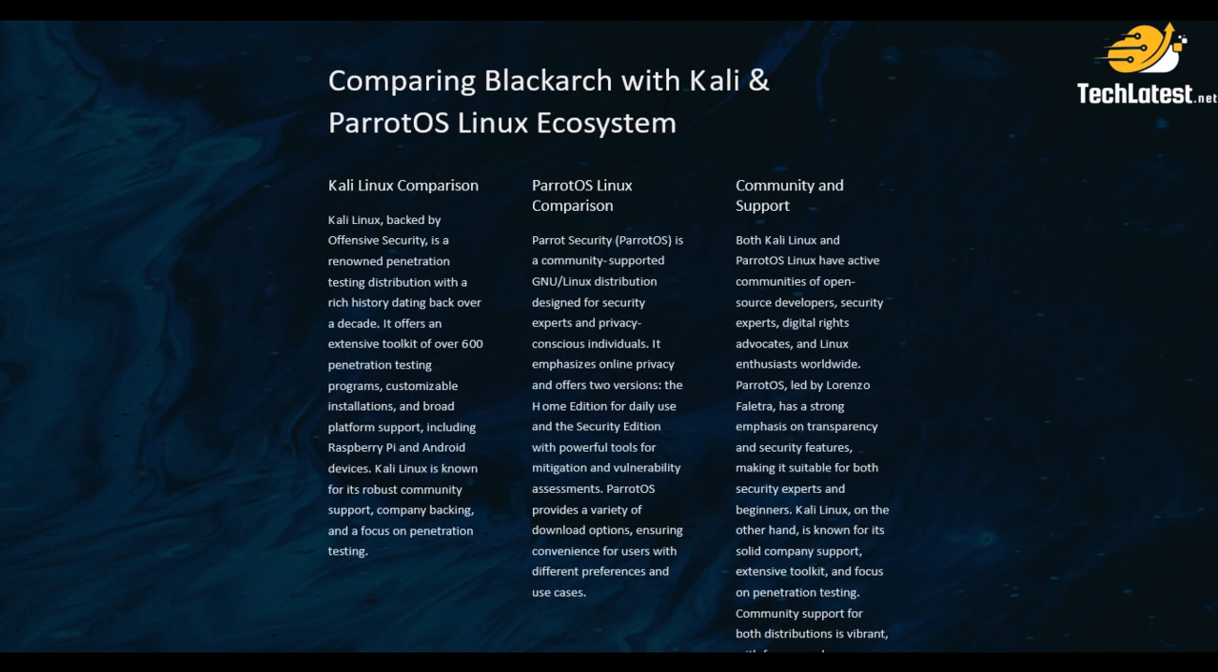Then we will cover comparing BlackArch Linux with Kali and Parrot Linux systems. This is one of the most important lectures. In this lecture, we'll compare BlackArch with the Kali Linux and Parrot Linux ecosystems on the basis of comparison, support, and community: what is BlackArch Linux, what is Kali Linux, what is Parrot Linux, which one is better and which you should use, and what is the community and support from the communities of BlackArch, Parrot, and Kali Linux.